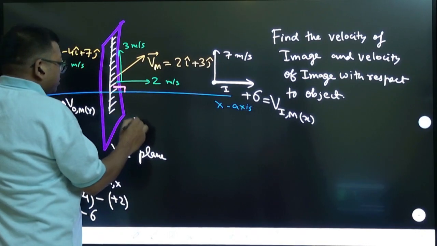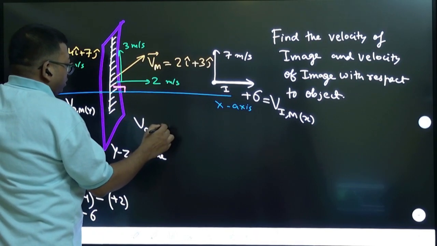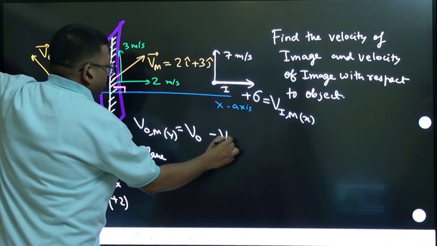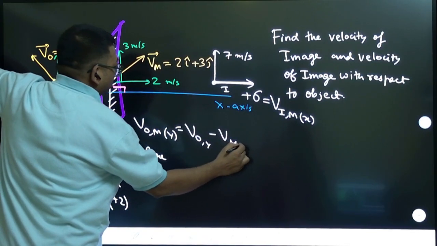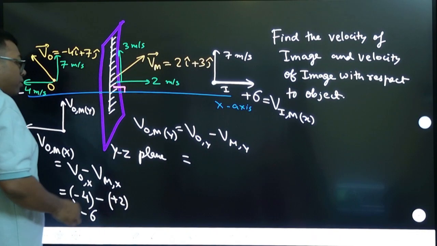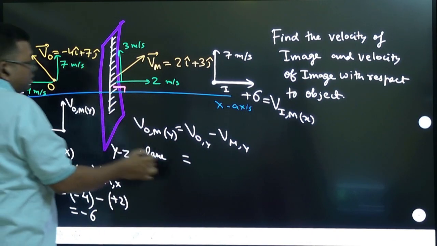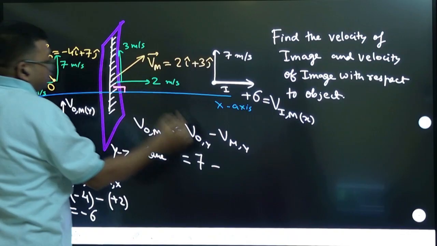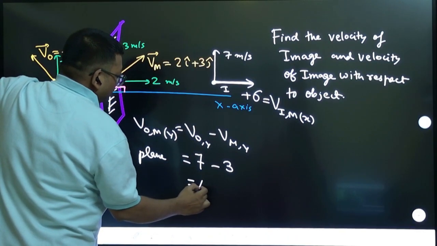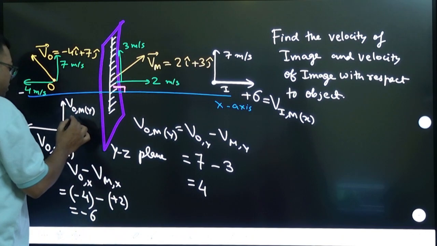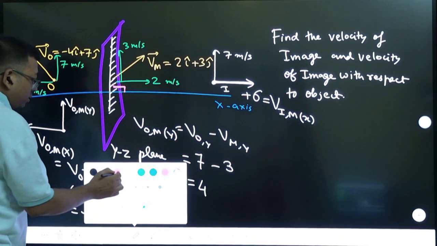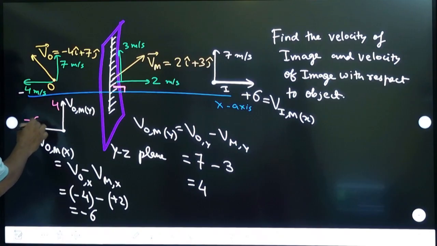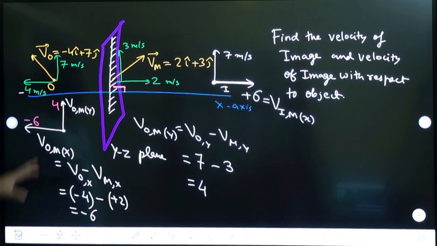Similarly, you calculate this one. Let us do this calculation. The velocity of the object along the y-axis with respect to the mirror is velocity of object minus velocity of mirror, but you are taking the y component. So the object along the y-axis is 7, minus the mirror along the y-axis, which is 3, right? So that will become 4. So this relative velocity here is 4, this is 4, and this is coming minus 6, correct? So this is the relative velocity.